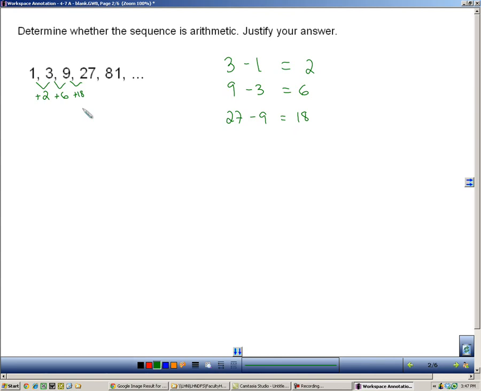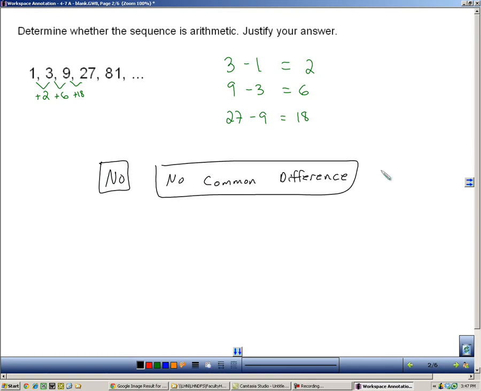So if you look at the sequence, these numbers are different, which means the common difference is not the same. So you say, no, this is not an arithmetic sequence, and the reason is there is no common difference.